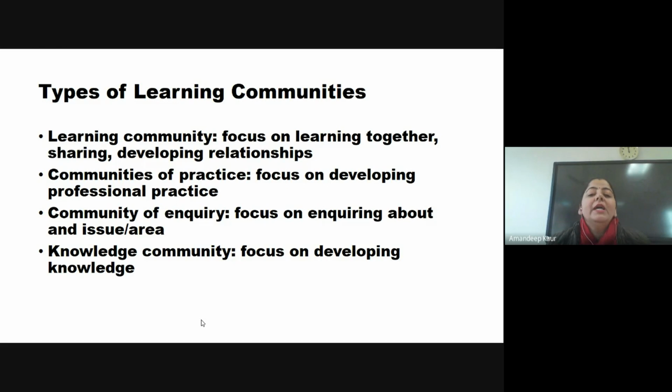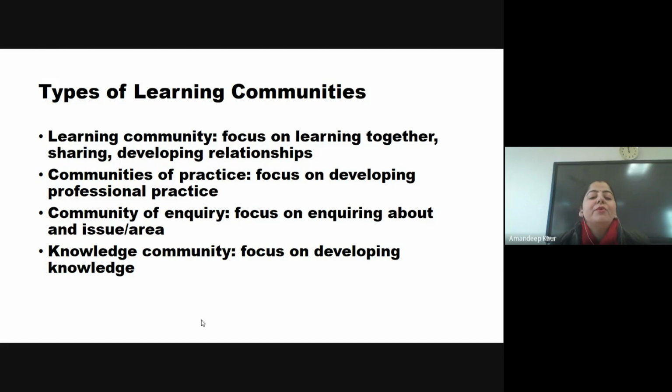Community of inquiry, focused on inquiring about an issue or area. So if for my BTech level students, I said you need to identify a project related problem from your surrounding environment. It may be industry, it may be any social problem that you think is related to your branch of specialization. And for that particular problem, you need to conduct a survey. And after conducting the survey, come up with the problems in the locality or in your surrounding area that, as a student, you can solve. So that can be one example of a community of inquiry.